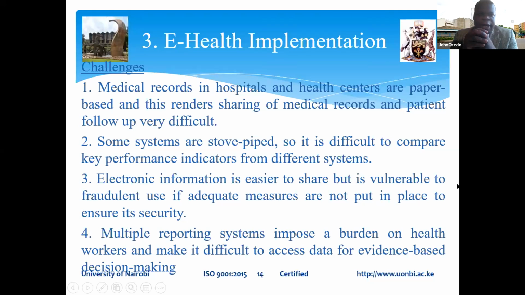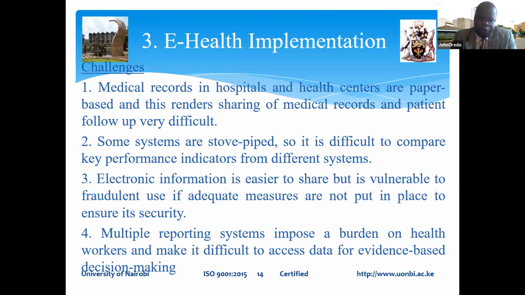Some of these challenges are that medical records in hospitals and health centers are paper-based, and this renders sharing of medical records and patient follow-up very difficult. Some systems are stovepiped, which means they are actually able to share, but they don't want to. So it is difficult to compare key performance indicators from different systems.